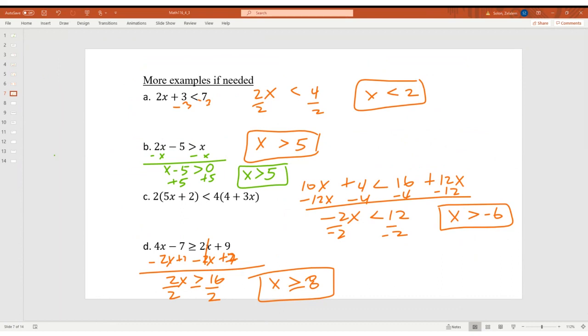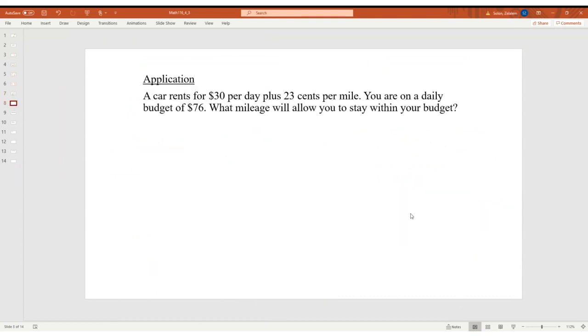Any questions so far? Okay, good. Now let's go to one application problem. So this is a common problem. It says a car rents for 30 per day. So there is a $30 fee on the car. Okay, so let's say that I have a $30 fee.